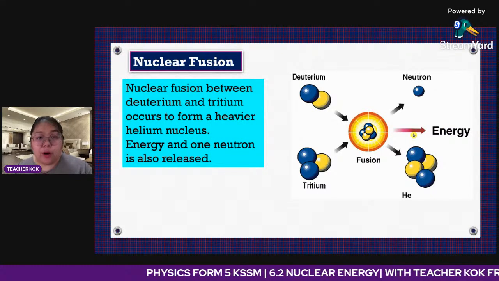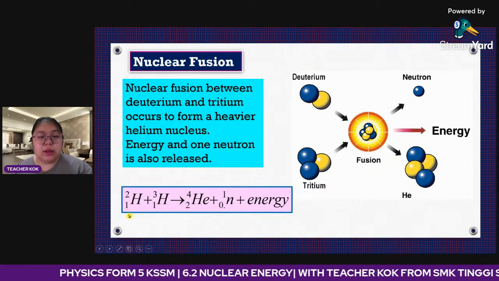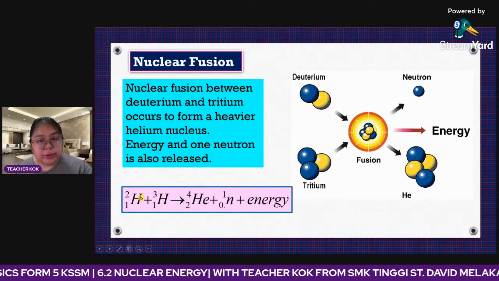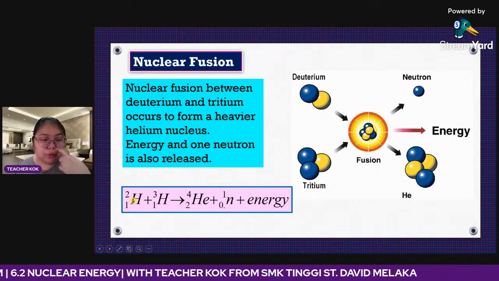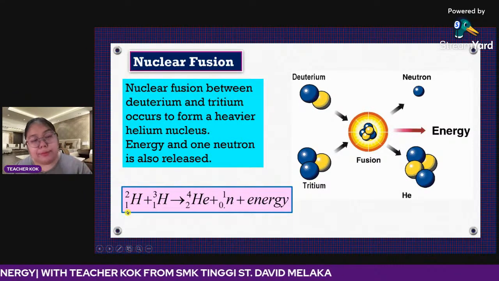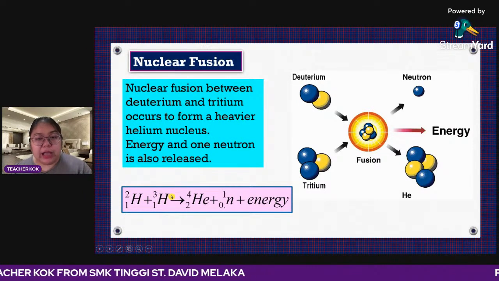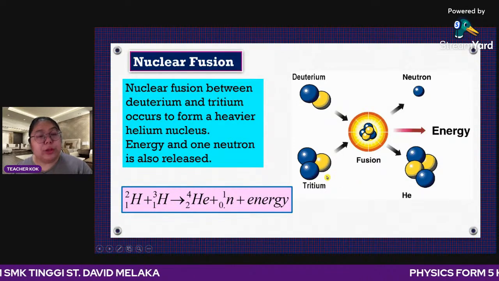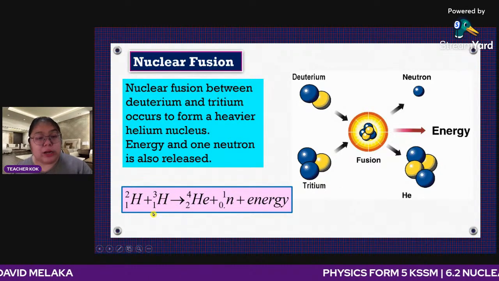So we also got a formula. Let's see the formula. Okay, first one is deuterium. That's a 2. So we got 2 neutron number, 1 proton number. Then tritium. Tritium is a 3 neutron number, then 1 proton number.